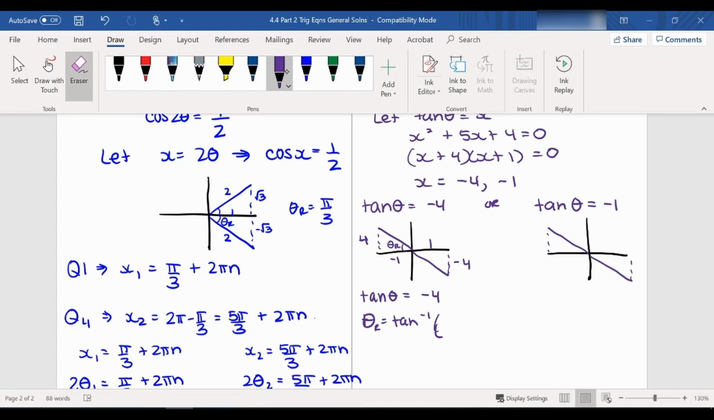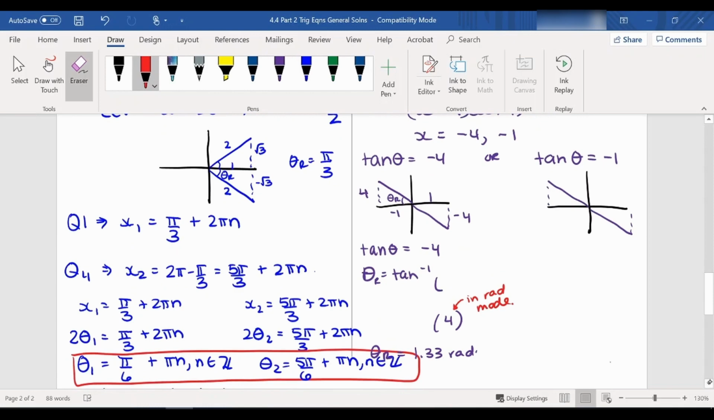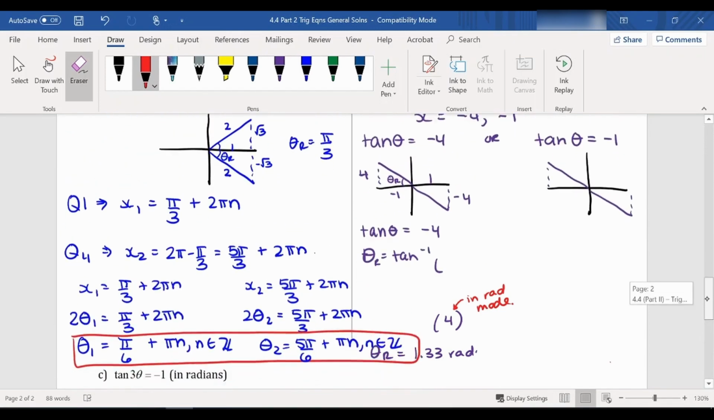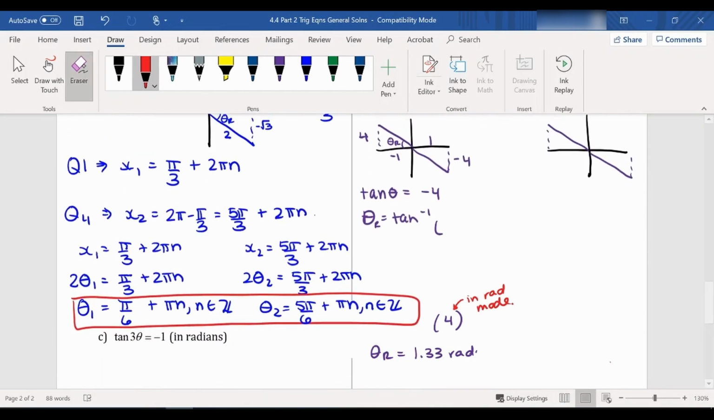Let me erase again. Okay. So my reference angle using radians would be 1.33. Okay. So I need to be in radians mode here. Okay. Oh, not liking this.